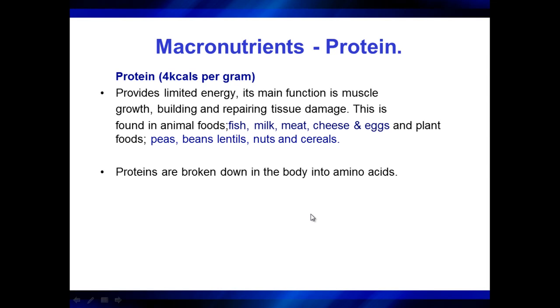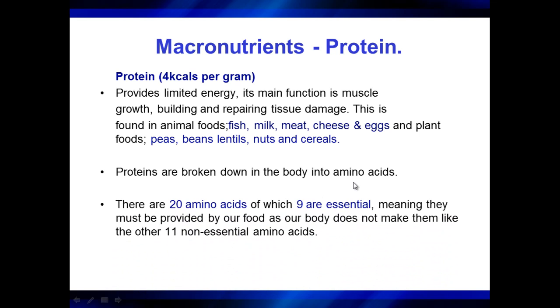Now in total there are 20 amino acids. Of which 9 are essential. That means that we must get them from our food because our body doesn't make them like the other 11 non-essential amino acids. And essentially what happens when you ingest a protein is you'll break it down into its amino acids, and then you'll put those amino acids back together in a specific way that can be used to repair a muscle or repair bone growth, or to grow in general.